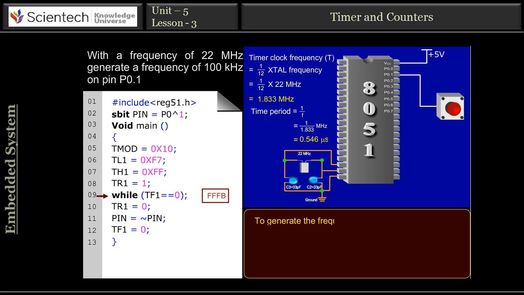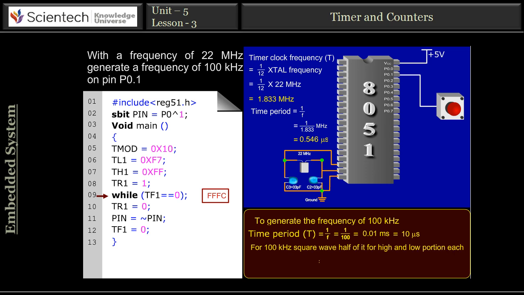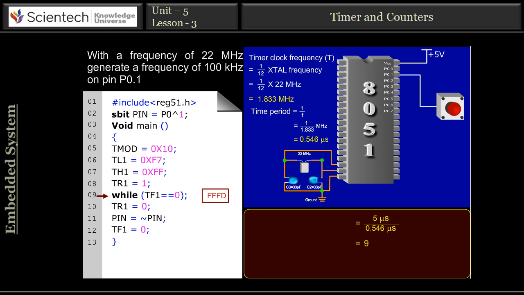To generate the frequency of 100 kHz, the required time period is equal to 1 upon 100 into 10 to the power 3, so we got 10 microsecond. But for generating a square wave of 100 kHz, half of it is for the high and half for the low portion, so the time period for each is 5 microsecond. Now we calculate how many cycles are required to generate 100 kHz. This is calculated by 5 microsecond divided by 0.546 microsecond. So by this, we got 9 cycles.